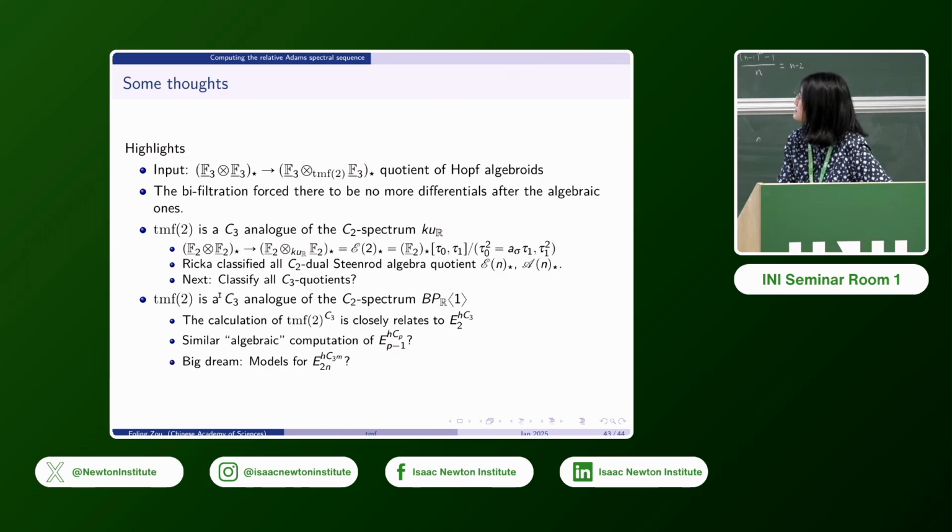And also, this TMF2 is a C3 analog of the C2 spectrum, truncated Brown-Peterson spectrum BPR1. And because of this chromatic implication, this calculation of TMF2 for C3 is closely related to the calculation of the C3 homotopy fixed points of E2. And it would be nice if you can come up with some similar algebraic computation in general for E_{p-1} with C_p.